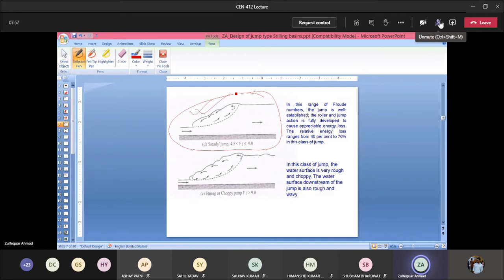In that case, of course, the jump will also not move upstream or downstream, and that will be stable. If you have a strong jump where the Froude number is greater than 9, in that case, of course, you will get a lot of disturbances on the surface. So that is not desirable.